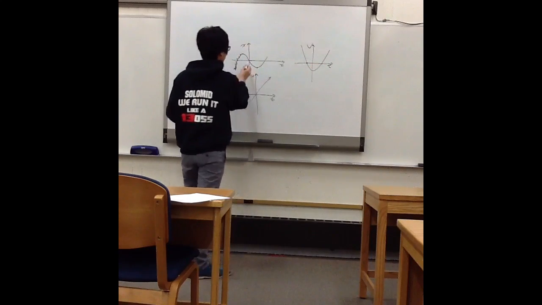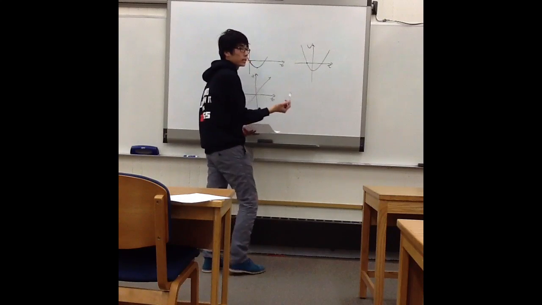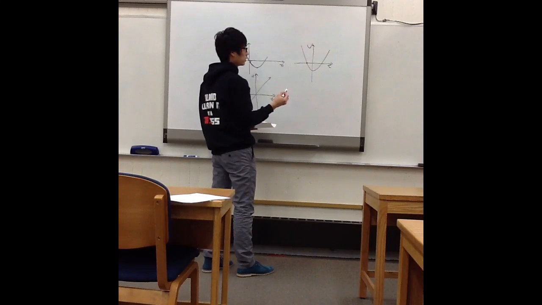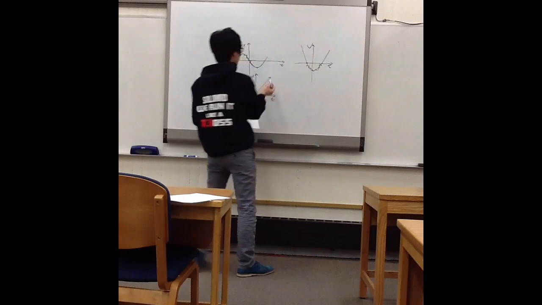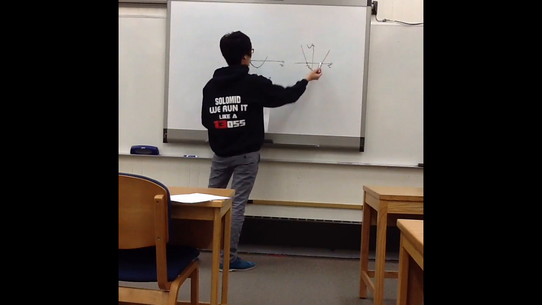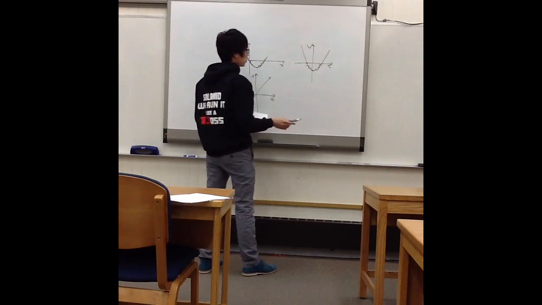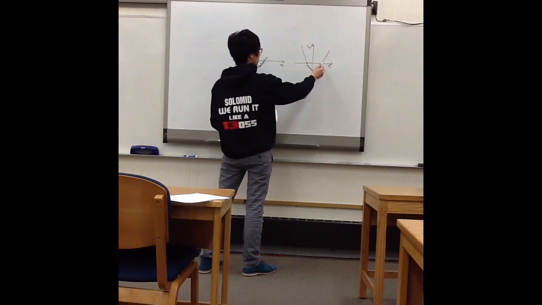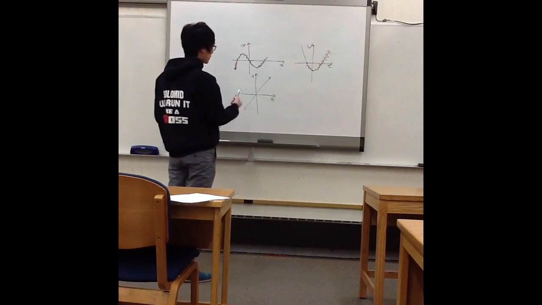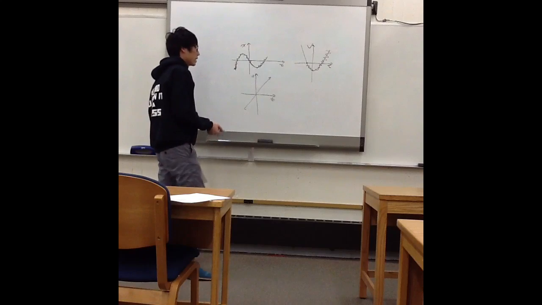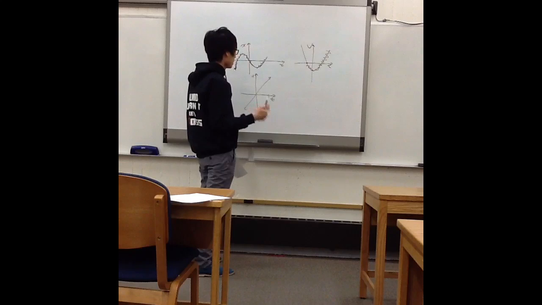And for this part, it's decreasing, so it should be negative, which is below the x-axis, which is this part. And so this point should be the zero. And looking at this part, it's increasing, so it should be above the x-axis. So it's this part.